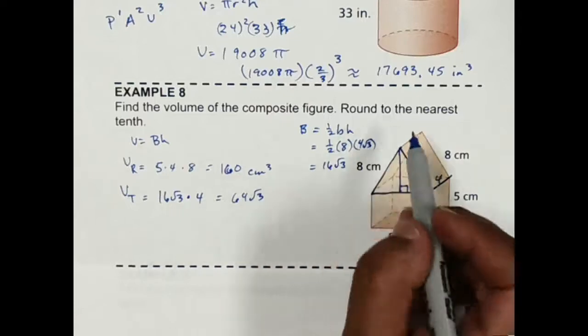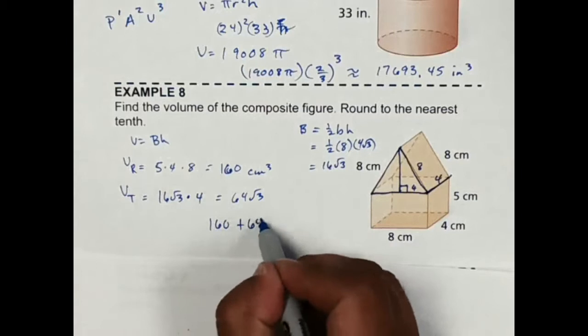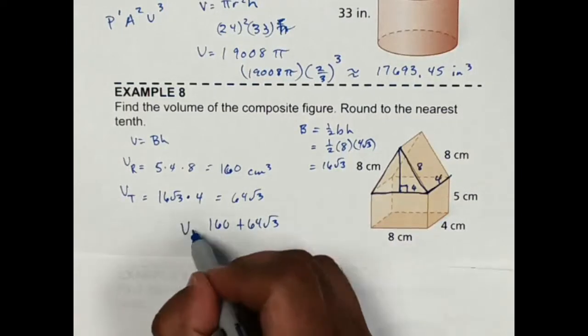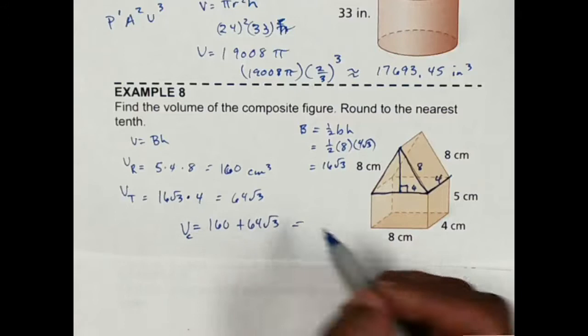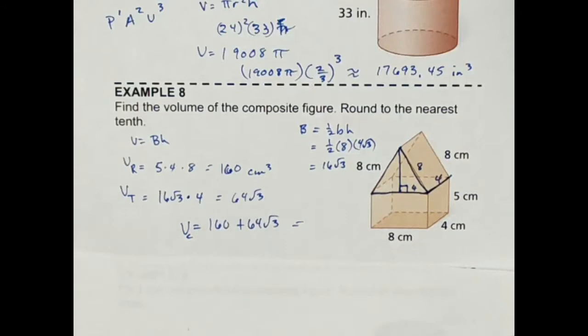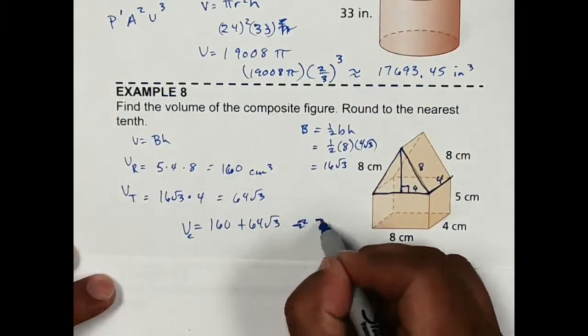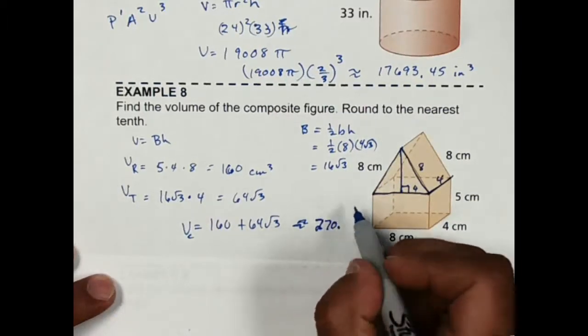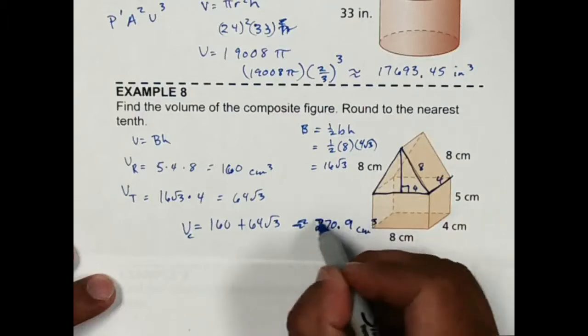All right, but it says round to the nearest tenth, and again, we always want to round at the end. So it's going to be 160 plus 64 square roots of 3 as my composite volume. So let's put this in the calculator right quick. 160 plus 64 square roots of 3 is going to come out to be, rounded, 270.9 cubic centimeters.